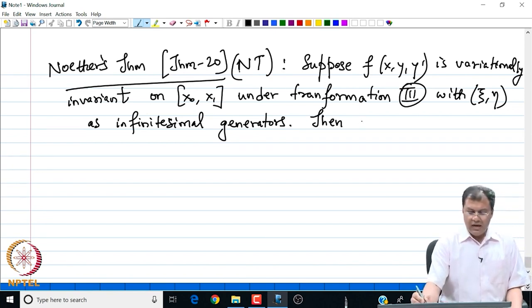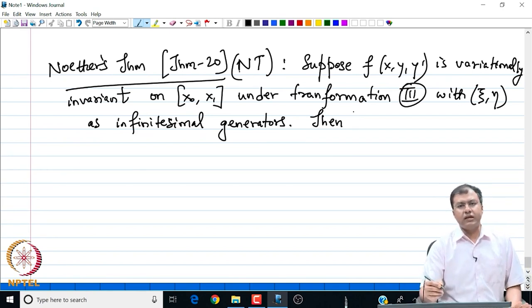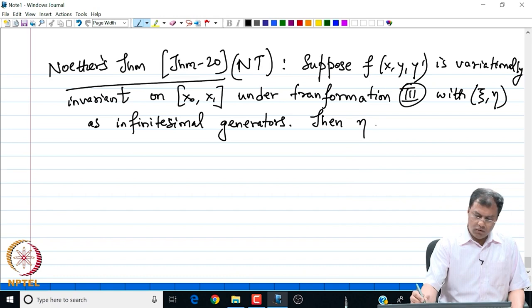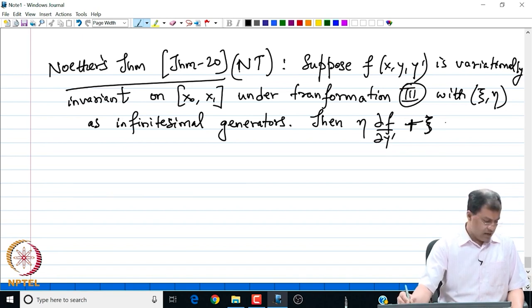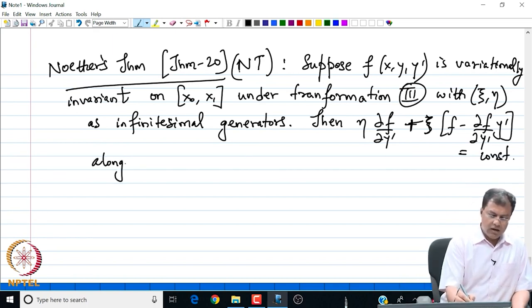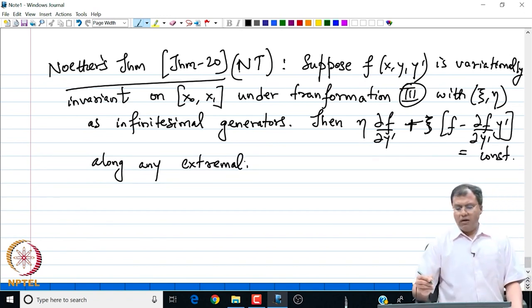Then Noether's theorem tells us the conservation laws. Suppose you give me the infinitesimal generator, Noether gives you the conservation law: eta del f del y prime plus xi times (f minus y prime del f del y prime) is equal to a constant along any extremal. That is, in the simplest form, Noether's theorem.